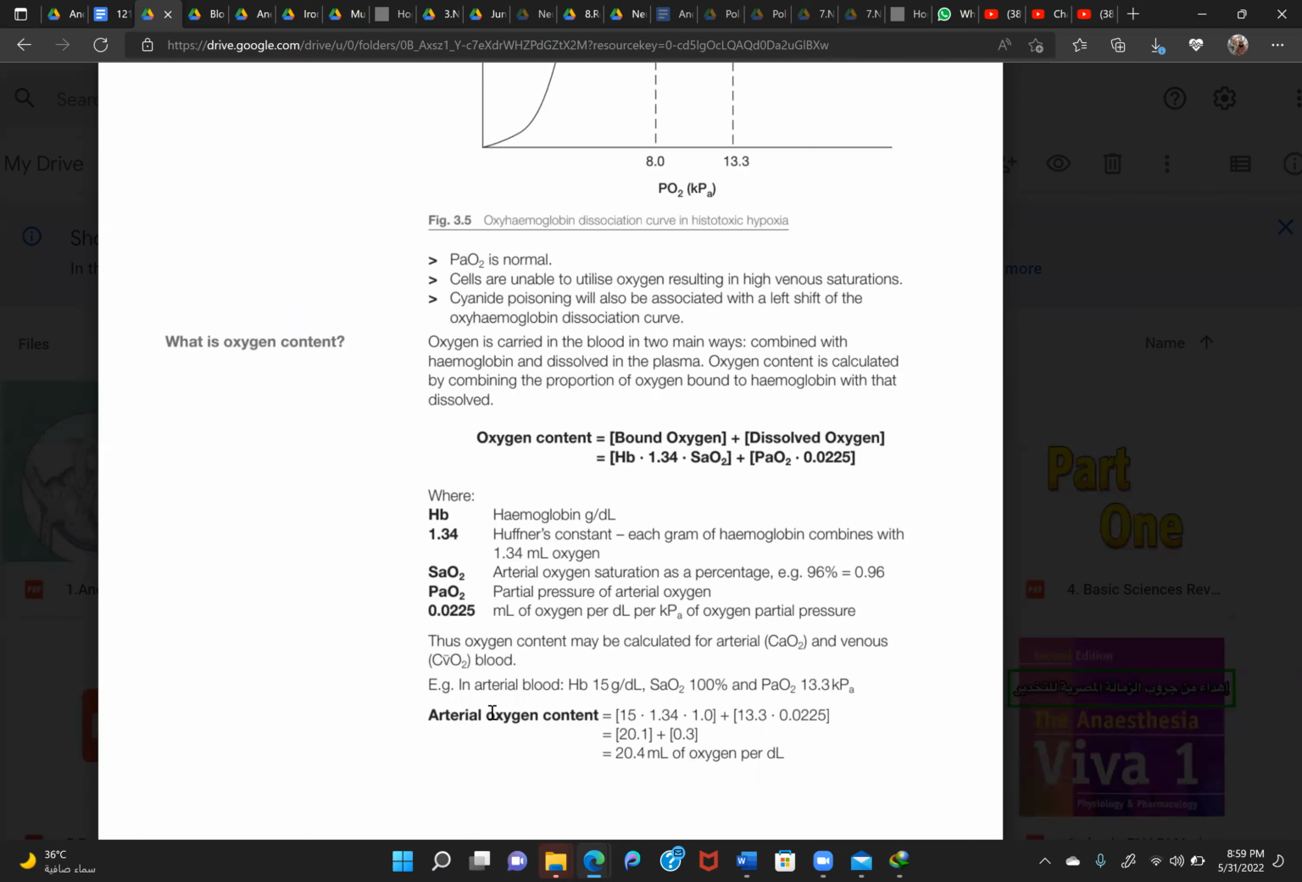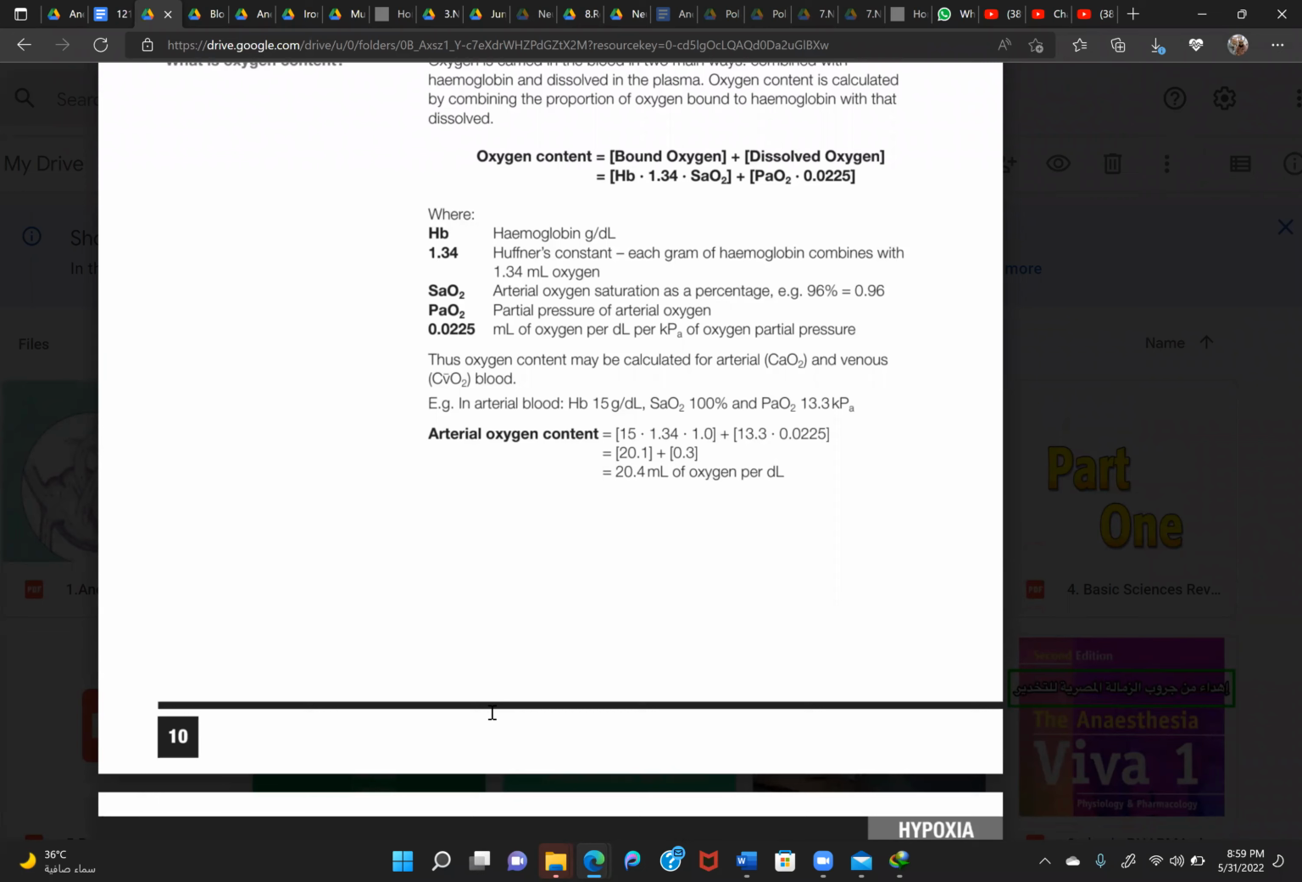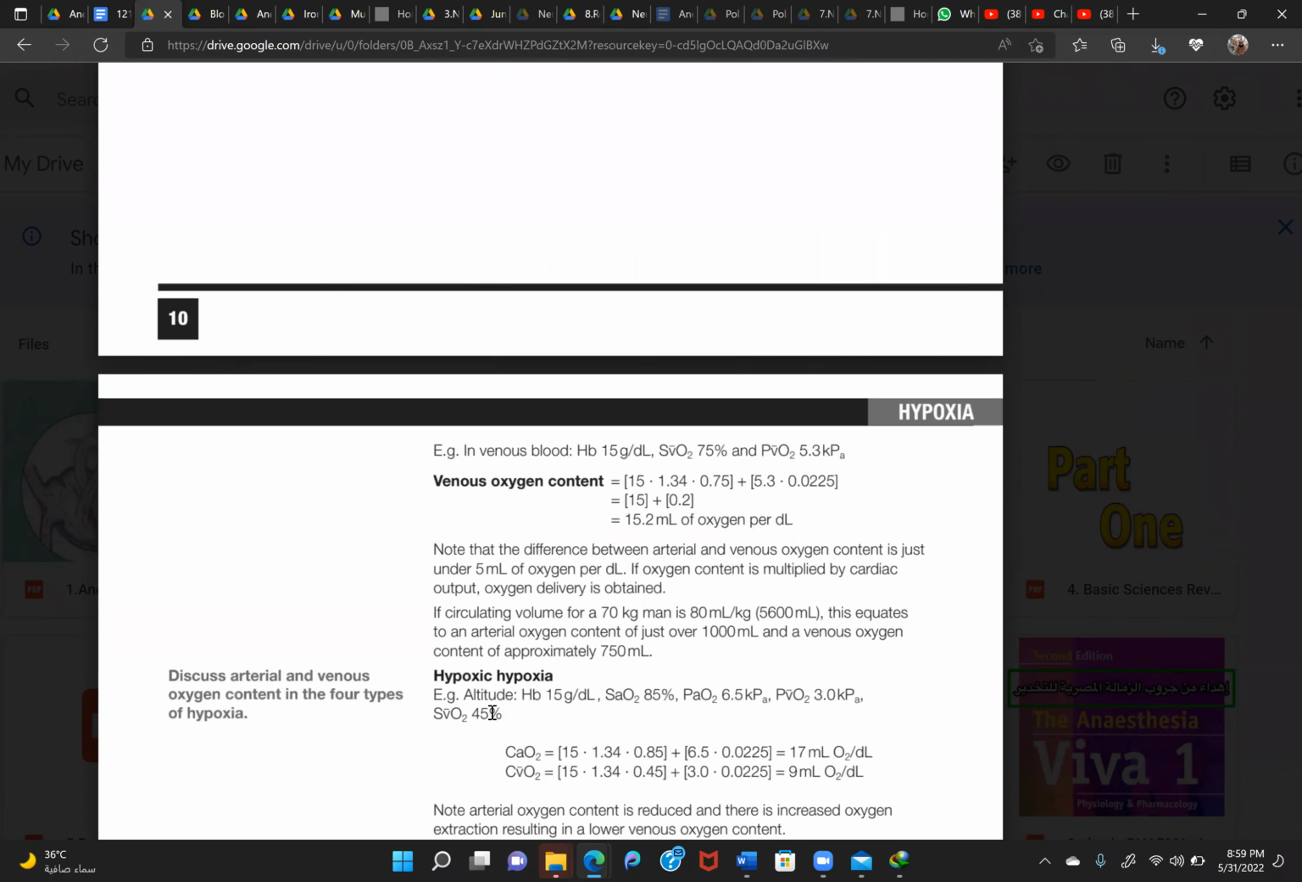To get the oxygen content, there is one part bound to the hemoglobin and one part dissolved. This is Hufner's constant, which is the amount of oxygen taken by each gram of hemoglobin, 1.34 to 1.39 in the oxygenated and deoxygenated state. So we calculate oxygen content, and then this is the difference between venous and arterial oxygen content. Multiplied, as I told you, by cardiac output, that is the oxygen delivered.